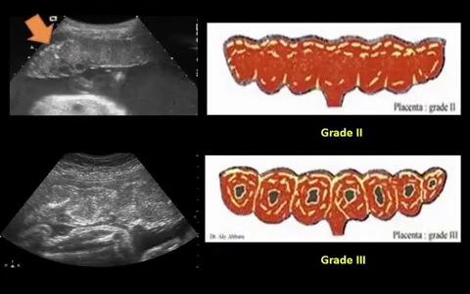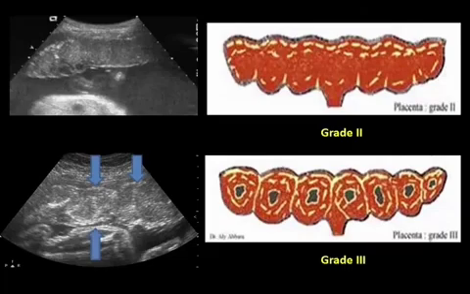Grade 2. The placenta shows large basal calcifications or hyperechoic areas, with large indentations on the chorionic plate. Grade 3. The placenta shows extensive basal calcifications, and circular echo densities outlining the cotyledons, with complete indentations on the chorionic plate.